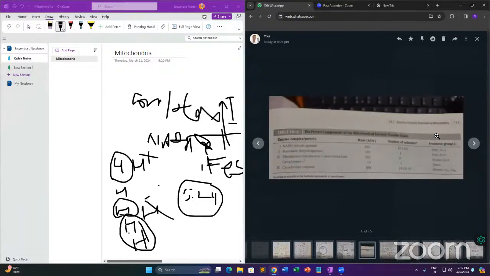Now, this is the basic composition of the respiratory chain. In this respiratory chain, there is complex first, complex second, complex third, and complex 4. It also shows the mass in kilodaltons, and it is coupled with the genes that are present in the mitochondria.